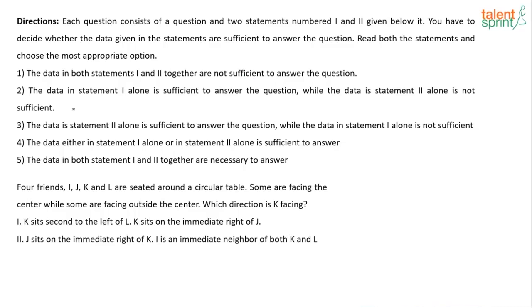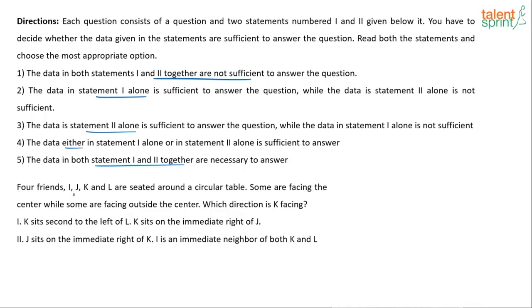I mean, be careful here, the options seem to be shuffled, right? Answer will be 1 if both together are not sufficient. Answer will be 2 if 1 alone is sufficient. Answer will be 3 if 2 alone is sufficient. Answer will be 4 if either 1 or 2 is sufficient. And answer will be 5 if both 1 and 2 together are necessary. Okay? So, first question here.